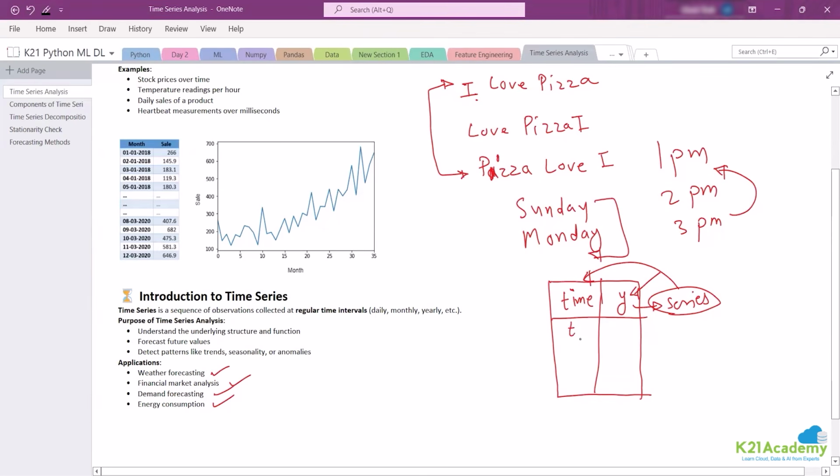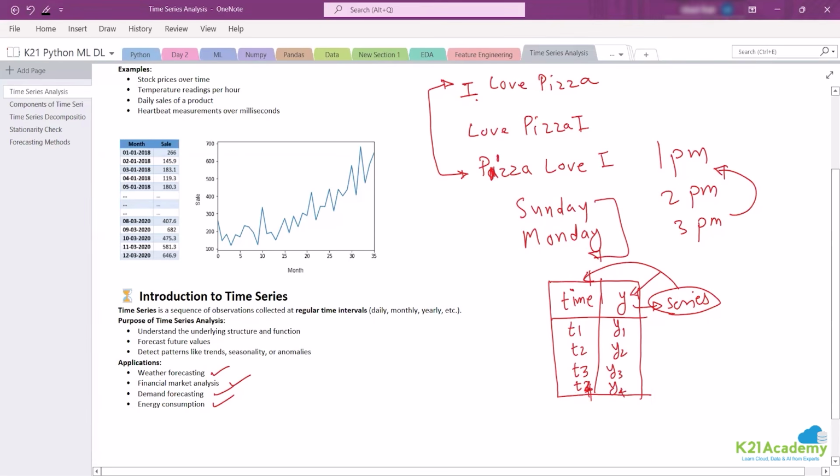So we consider this as T1, T2, T3, T4. After T1, T2 will come, after that T3 will come, and T4 will come. In this way, the sequence of time goes in the forward direction, and at that particular timestamp we will have some value of y. Here this is y1, this is y2, this is y3, this is y4, at that particular timestamp.